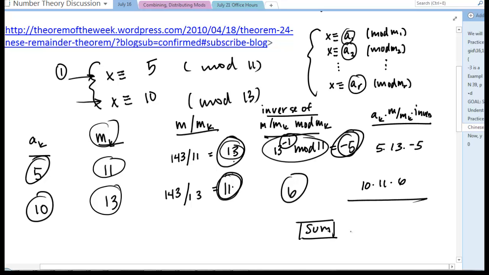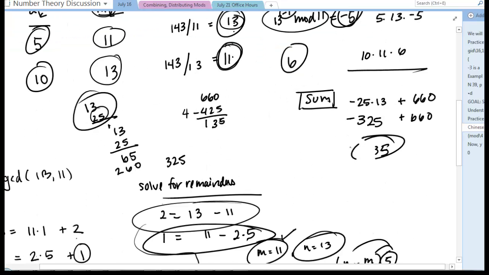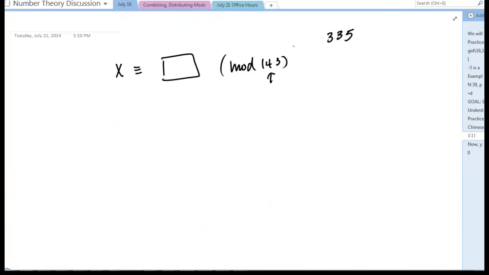So I've got negative 25 times 13 plus 660 would be 325, which means, yeah, if we add those up, we get 335. So now I just want to take a moment and think about this 335 to end up with a number that's under mod 143. I'm going to go ahead and reduce 335 mod 143 so that I can get a better idea and understanding of my solution.